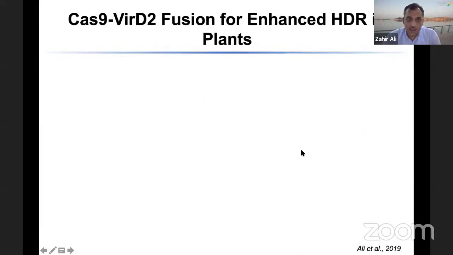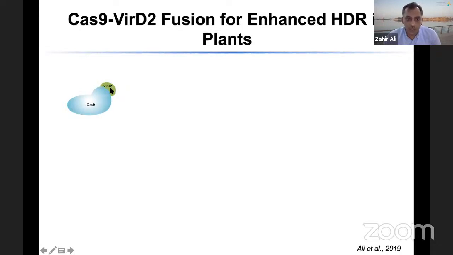Another system, because we need the gene targeting and repair, mostly like if a gene is not working or if we can put a specific function to a gene, this is important. For that, another vector system was developed that is like the Cas9 and the Vir2 fusion. So all the system is the same, except we put the Vir2.